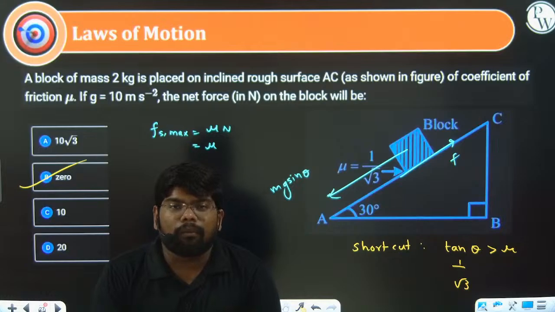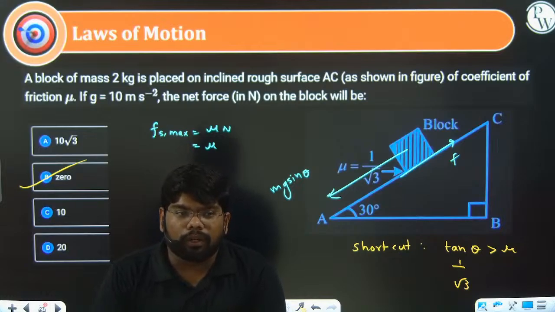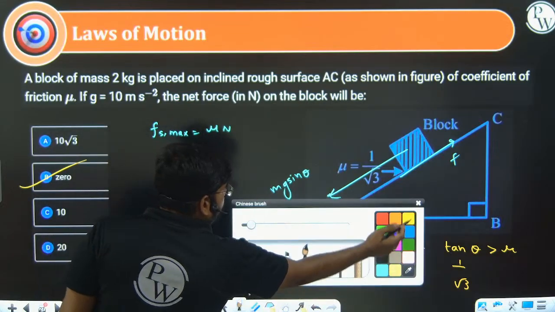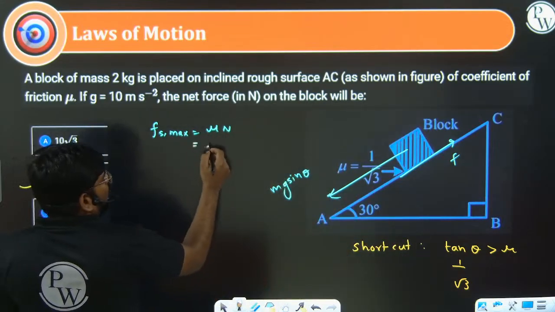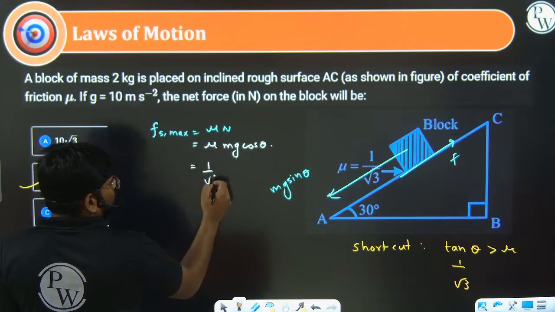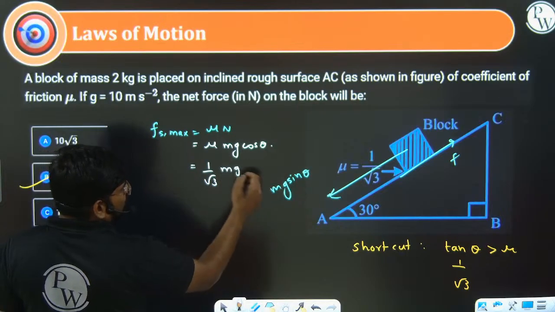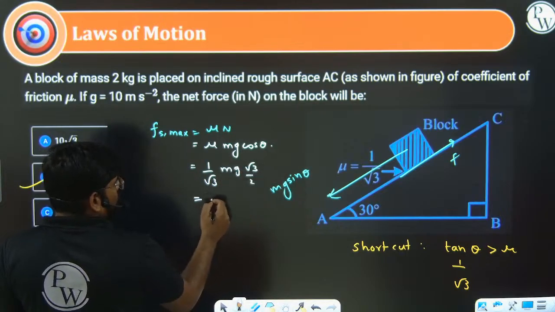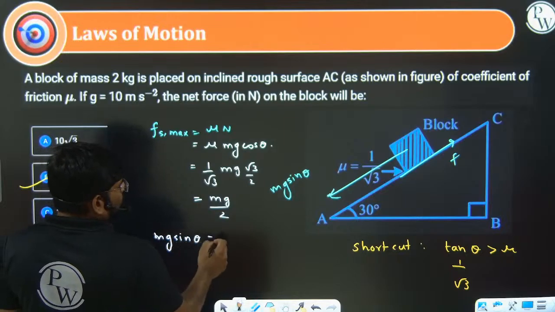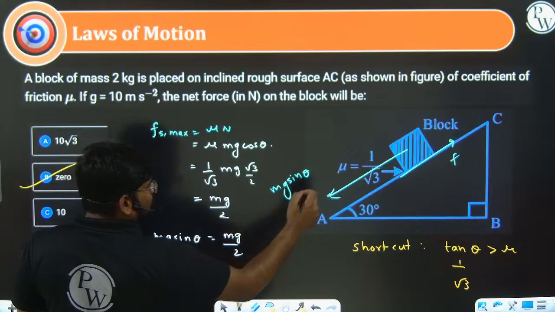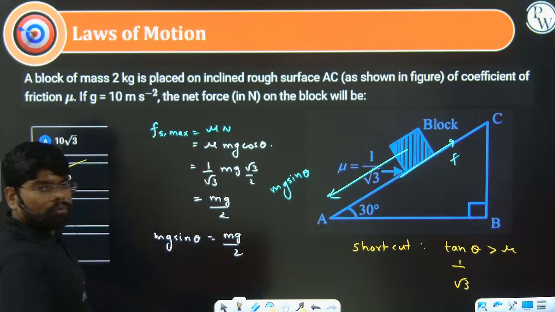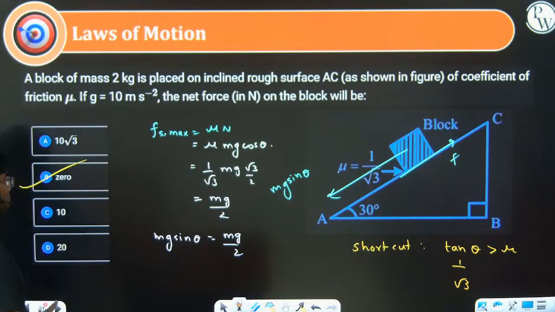In the case of equilibrium, net force becomes 0. If you want to do the regular method, we have to check. mu N is equal to mu mg cos theta, which is 1 by root 3 mg into cos 30, root 3 by 2, which is mg by 2, and mg sin theta is also mg by 2. So when mg sin theta and friction are both equal, they will cancel, net force is 0. Again, it is 2-3 steps more, but finally the net force will be 0.